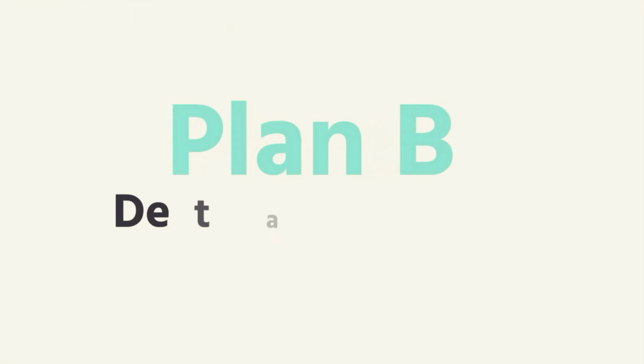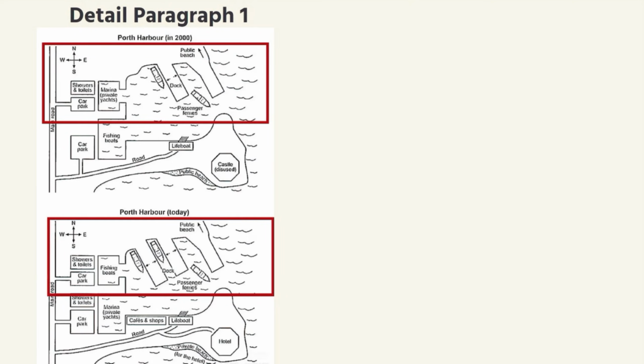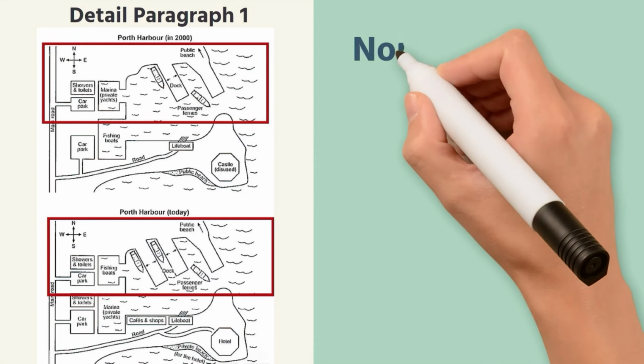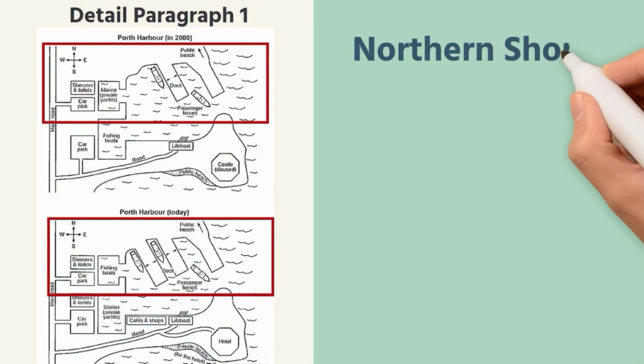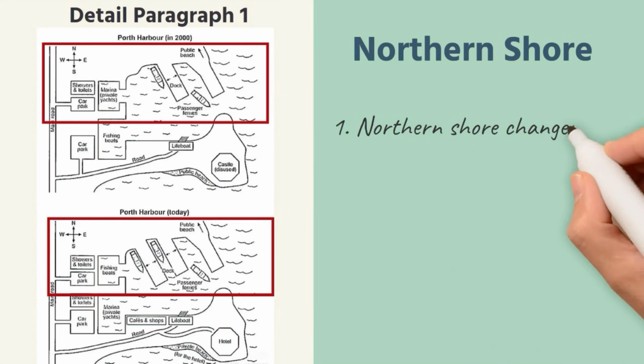Now let's move on to Plan B. Compare the northern side in detail 1. Compare the southern side in detail 2. Detail paragraph 1. We will compare the northern shore, both changes and unchanged areas. First, topic sentence. Lots of changes. I will describe the northern shore first.